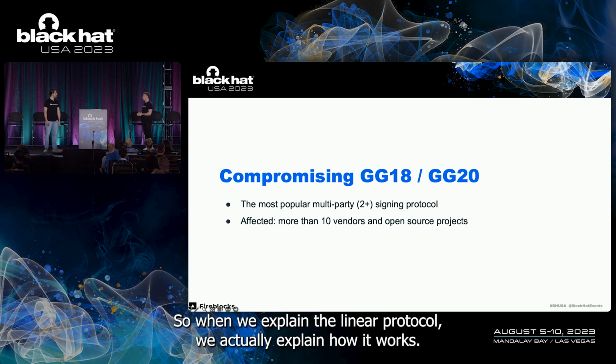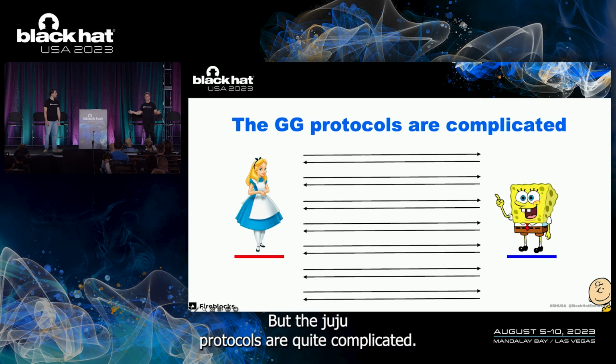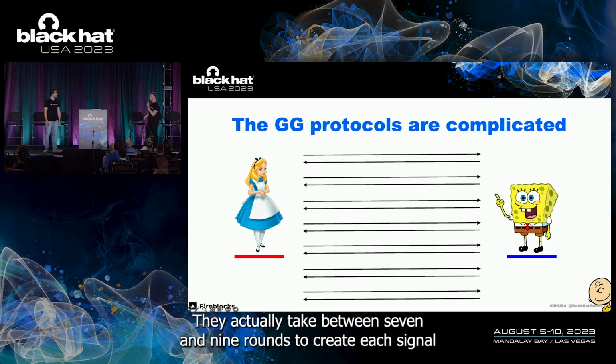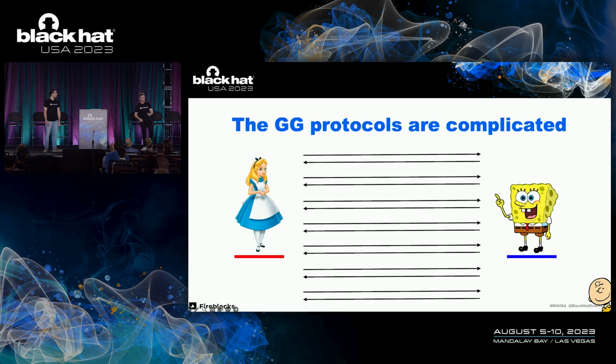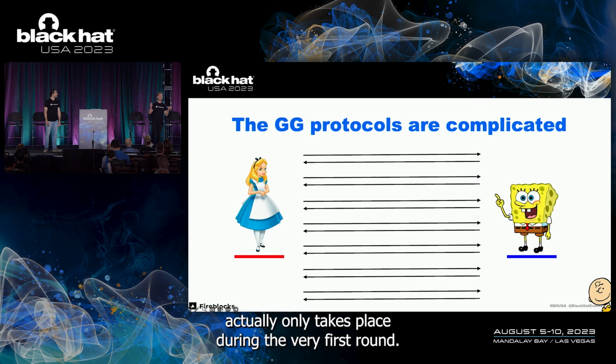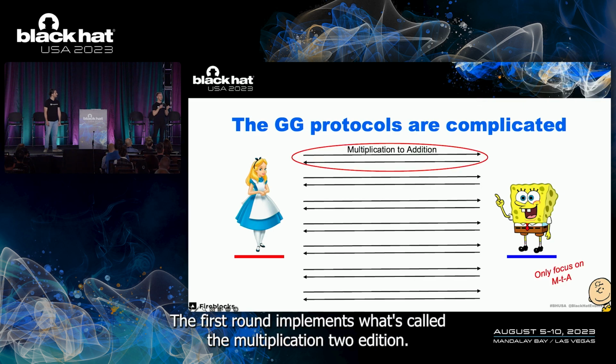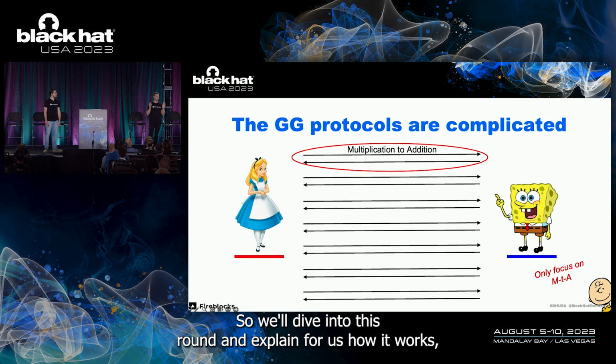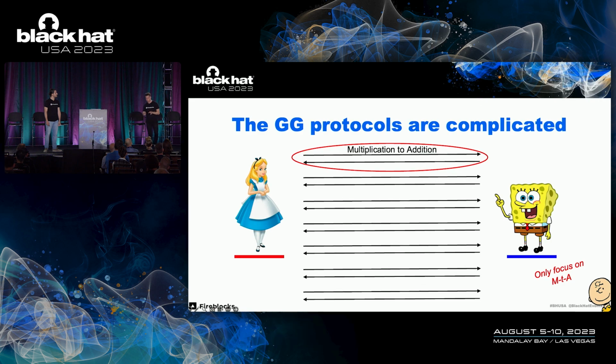When we explained the Lindell protocol, we explained how it works end to end. But the GG protocols are quite complicated. They actually take between 7 and 9 rounds to create each signature, and we don't have the time for it. Luckily for us, the entire attack actually only takes place during the very first round. The very first round implements what's called a multiplication to addition. So we'll dive into this round and explain first how it works.